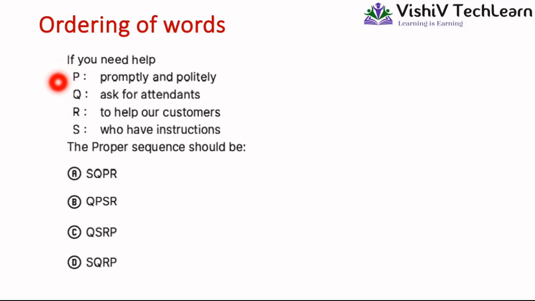So in this we can start with Q, ask for attendance. If you need help, ask for attendance. That is very logical. After ask for attendance, the next logical part could be who have instructions that we may take, to help our customers. Promptly and politely is the last part. So here the sequence could be QSRP. QSRP should be the right sequence, option C. Yes, option C is right.